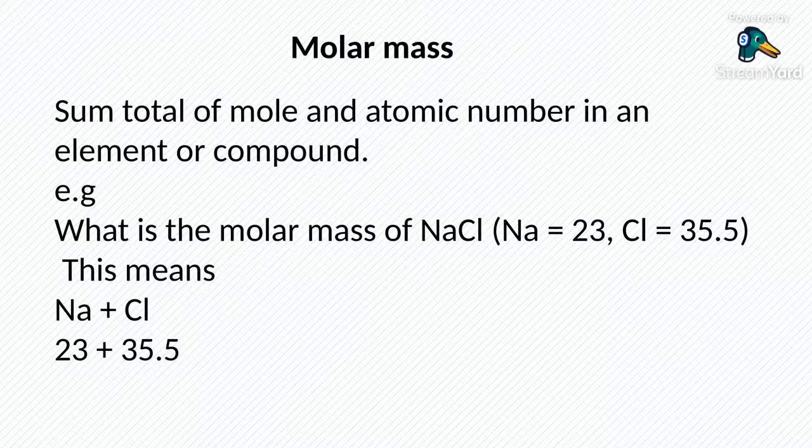Of course, it is sodium and chlorine. Sodium plus chlorine are added together to give us sodium chloride. So what is the value for sodium? It is 23. What is the value for chlorine? It is 35.5. So what will I do? I will add 23 plus 35.5. That should give me the answer.